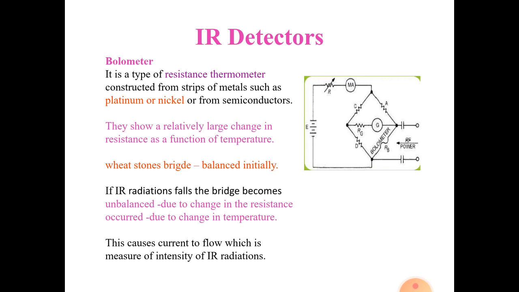When infrared radiation falls on the bolometer, the bridge becomes unbalanced due to the change in resistance caused by the change in temperature. When the resistance of the bridge changes, there will be current flow through the galvanometer. The current is directly proportional to the change in resistance, which is directly proportional to the change in temperature, which is directly proportional to the IR radiation.